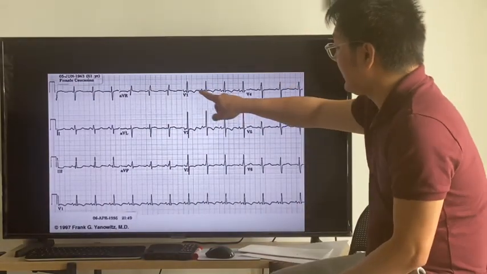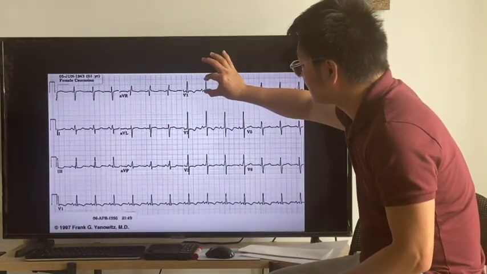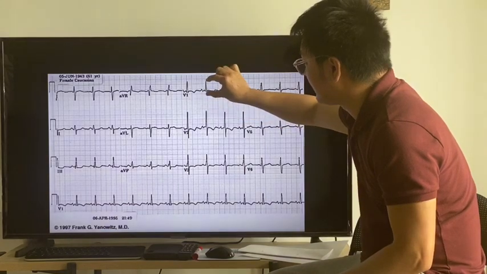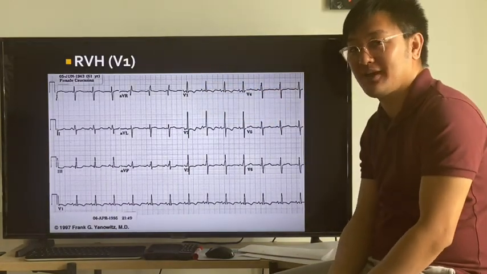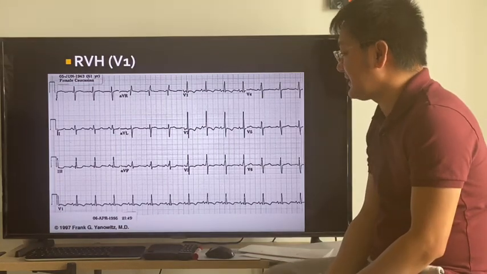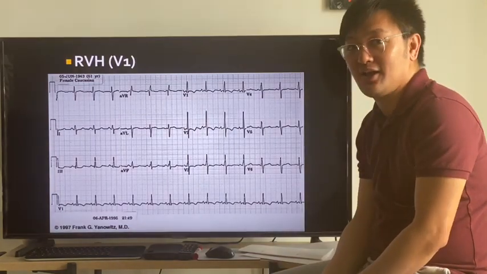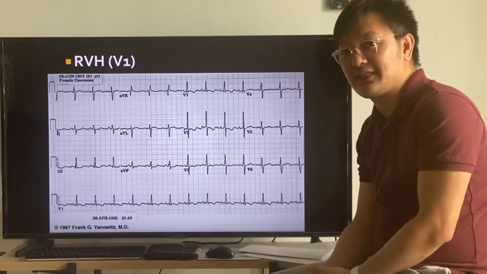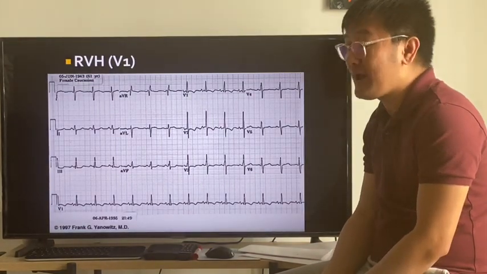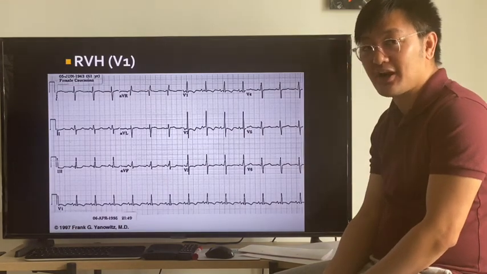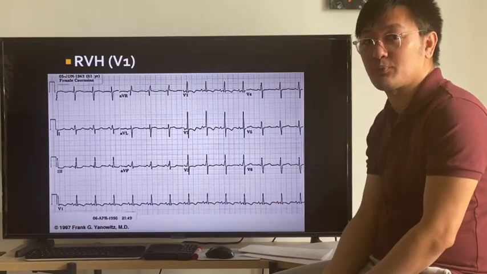Look, in V1, the R wave is taller than the S wave. This is right ventricular hypertrophy. Okay, I hope you learned something. So this could be indicative of cor pulmonale, where there's enlargement of the right ventricle due to a pulmonary problem. Okay, now what about left ventricular enlargement, or LVH, left ventricular hypertrophy?